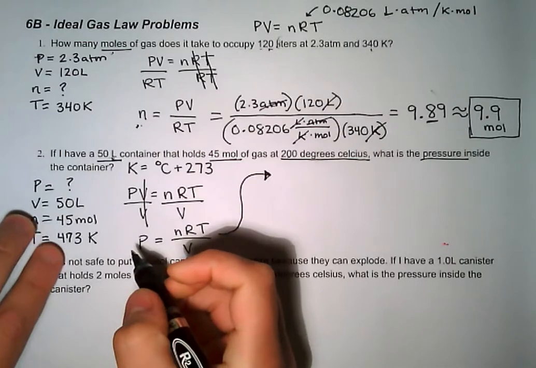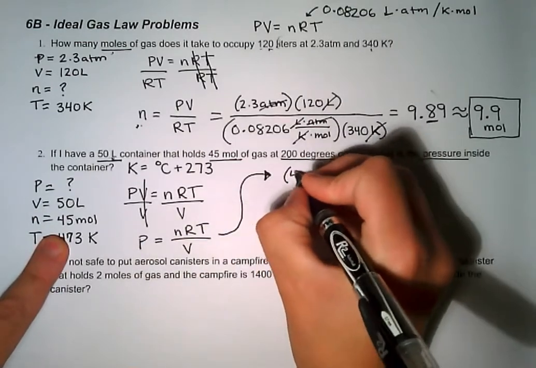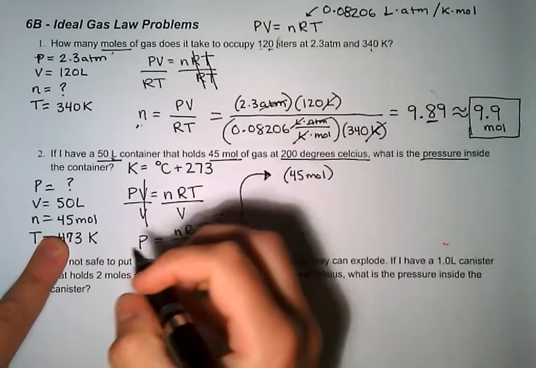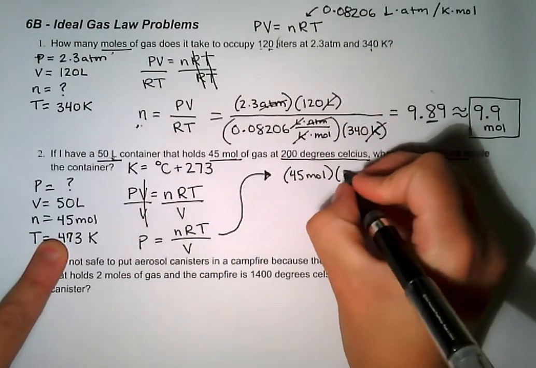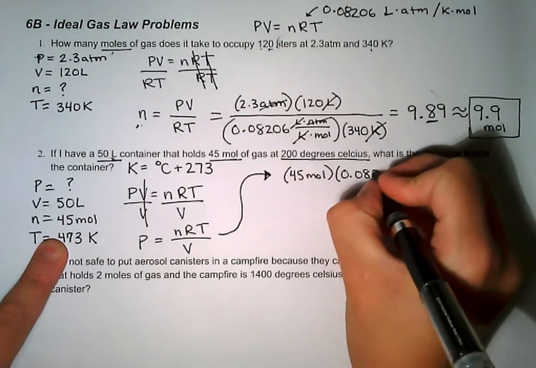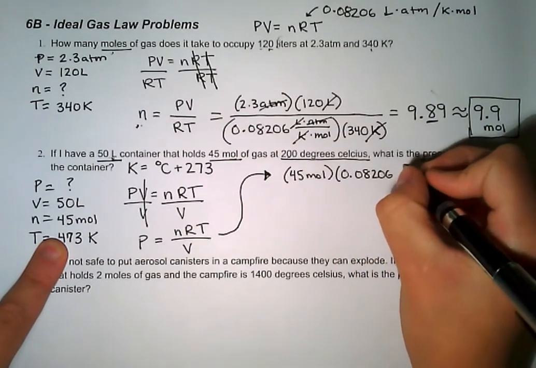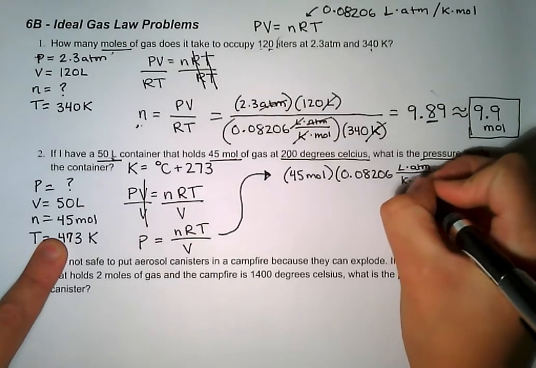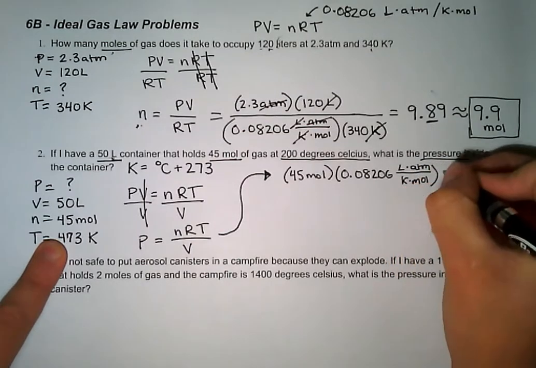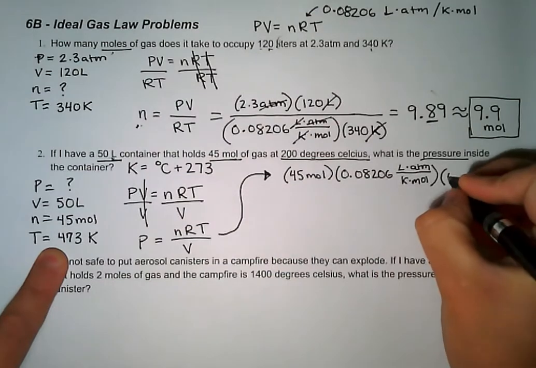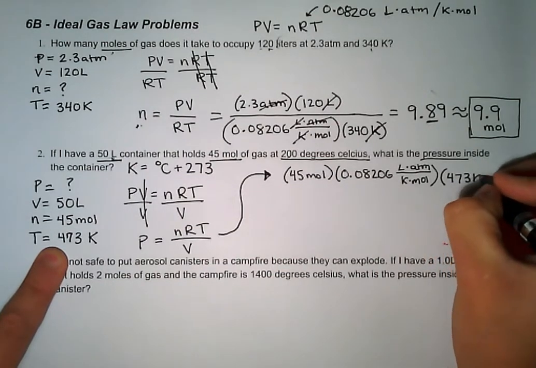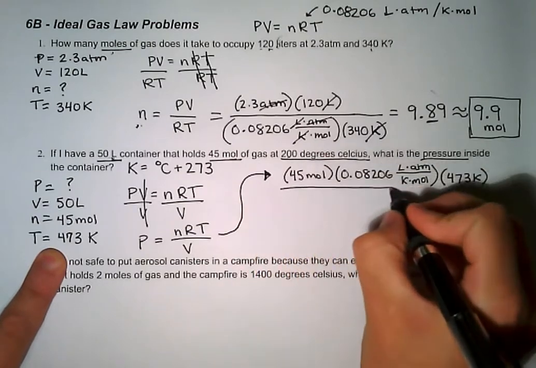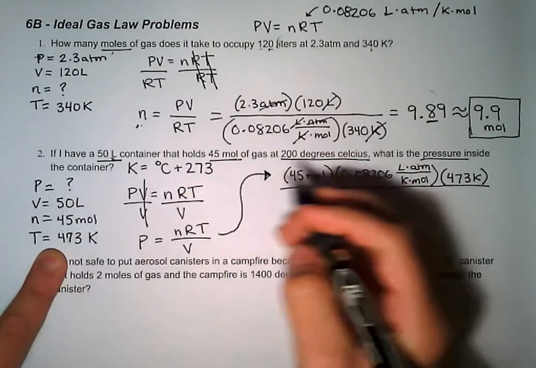So substitute n. We have 45 moles times R, the ideal gas constant, 0.08206 liters times ATM over Kelvin times mole, times T, 473 Kelvin. And then all of that is over our volume being 50 liters.